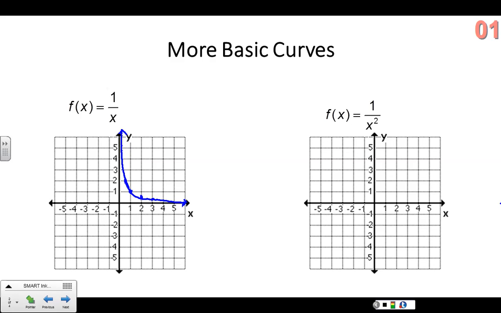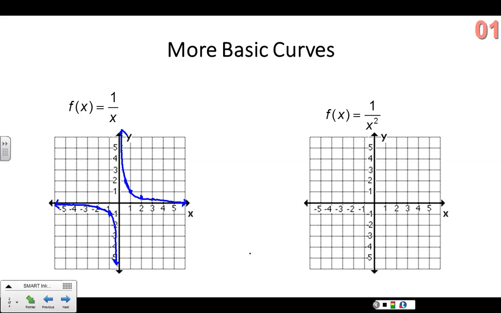Okay, what about on the left? If I pick 0, I'm in trouble. 1 over 0 is undefined, so nothing's going to plot on this y-axis. You're never going to touch the y-axis. If I plugged in -1, I would get -1. -2, I would get -1 half. And so on. Same thing's going to happen right here. So this is the graph of 1 over x, the reciprocal function.